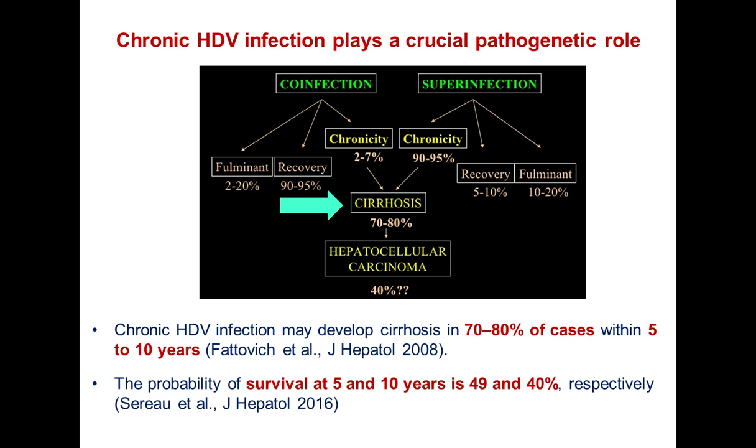Chronic HDV infection plays a crucial pathogenetic role. In particular, around 70–80% of patients with a chronic HDV infection develop cirrhosis 5–10 years after primary infection, and the probability of survival after 10 years is around 40%.